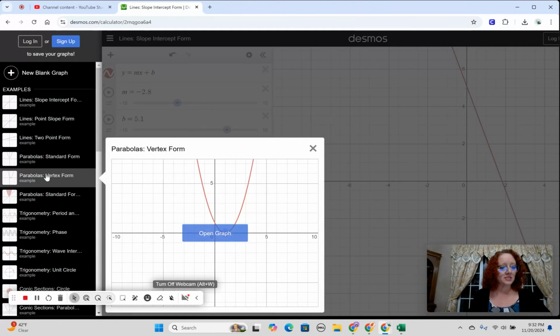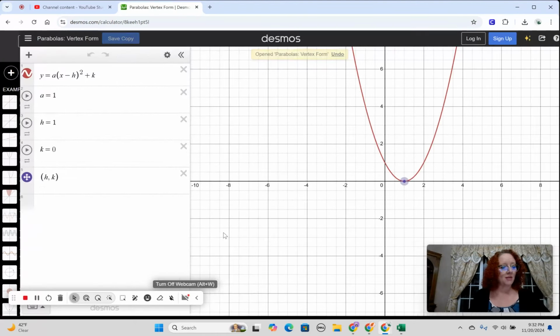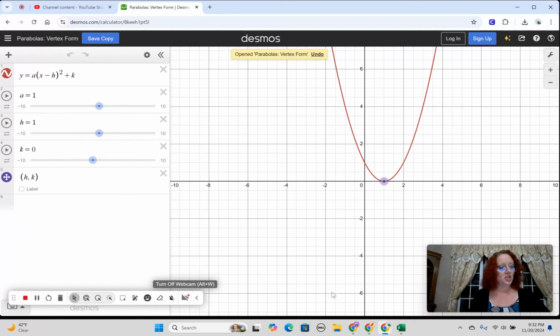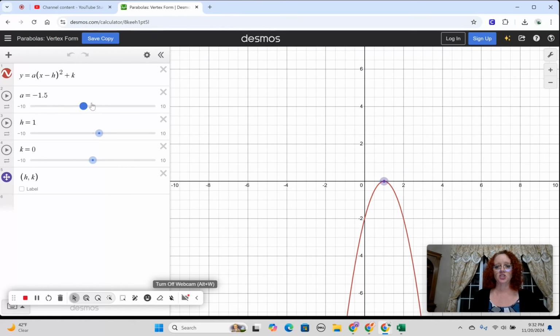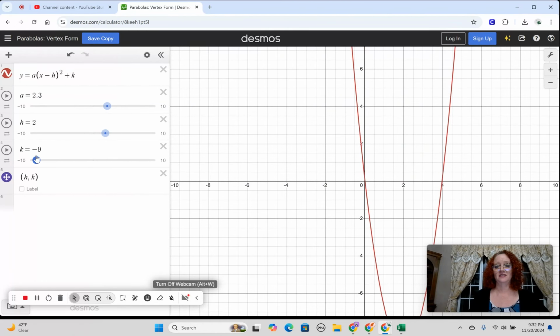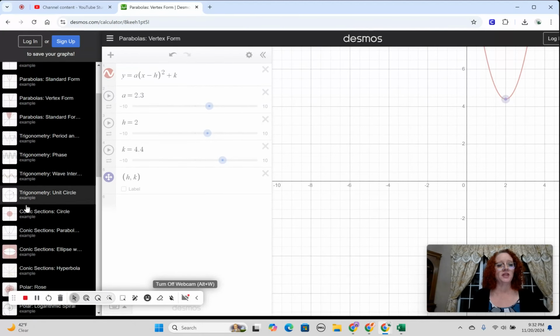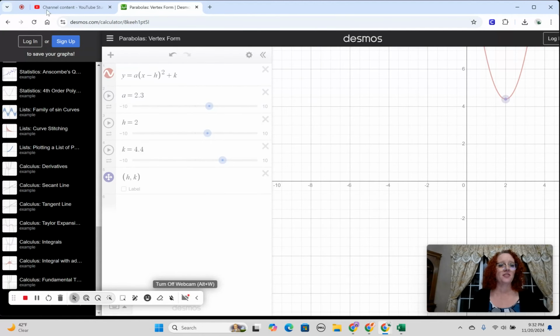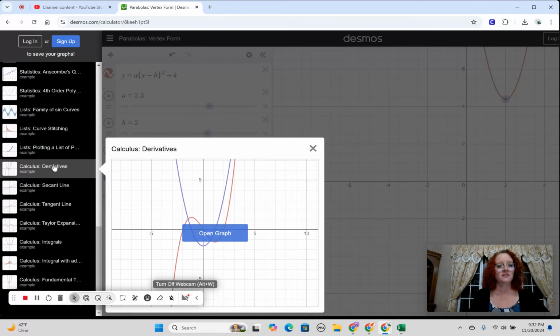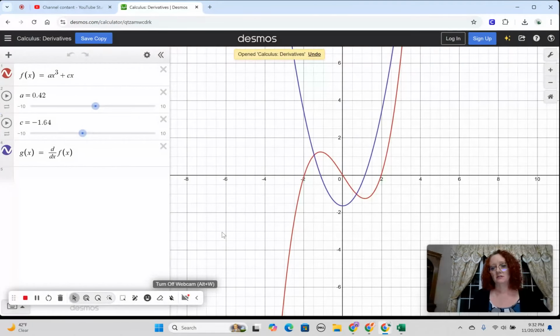You can get a little more complicated. You can look at parabolas. So in parabola form, you can change the direction. You can change the vertex. So there's a lot of things you can do with that too. Scrolling down to the more complicated math, you can even look at derivatives in calculus and change the values in these.